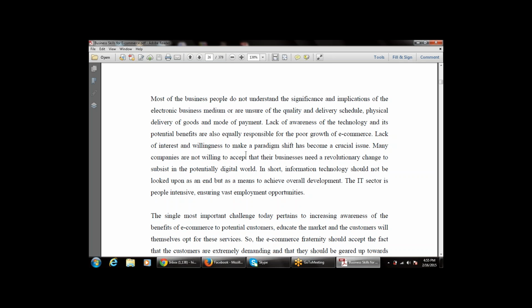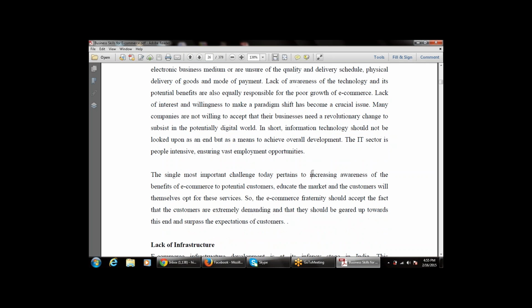The single most important challenge today pertains to increasing awareness of the benefits of e-commerce among potential customers. Educate the market and the customers will themselves opt for these services. That is the most important challenge everyone is facing: increasing awareness of the benefits to potential customers. If everyone knows what e-commerce is and what its benefits are, then there is no limitation of lack of awareness.